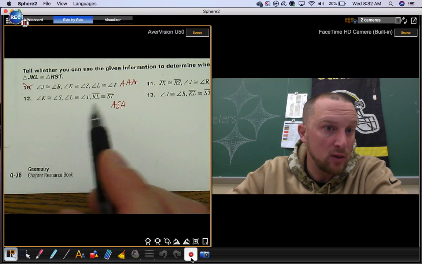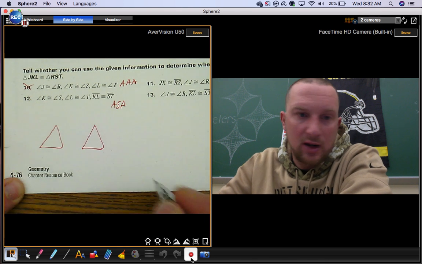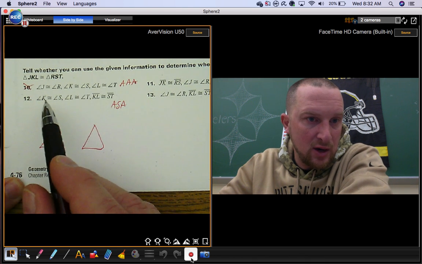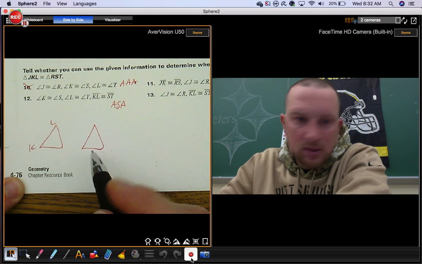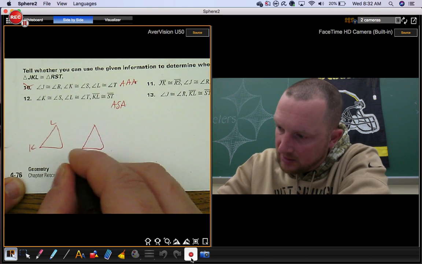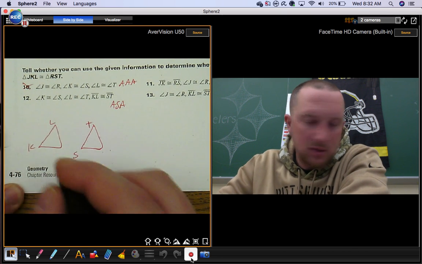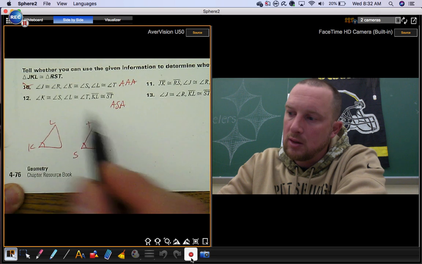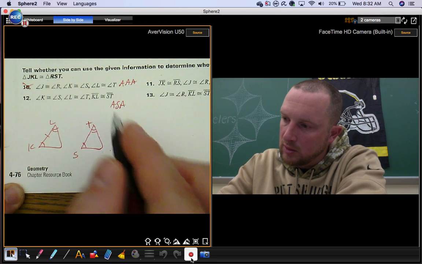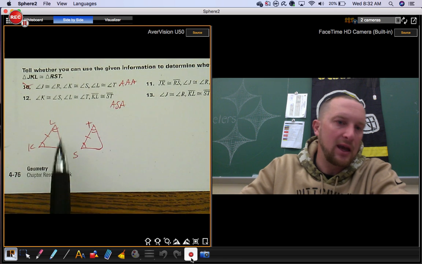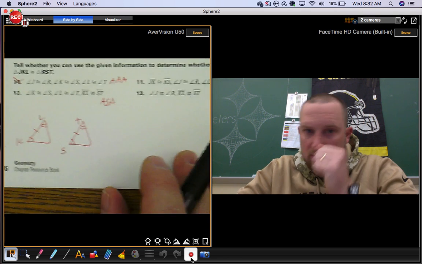If you didn't like the way to do that, maybe you don't understand that way, just draw yourself two triangles and label one triangle KL whatever, and the other one would be ST whatever. Mark your parts. Angle K congruent to angle S. Angle L congruent to angle T. Segment KL congruent to segment ST. See how it's angle, side, angle. If you like doing it that way better, drawing the picture, then do it. You got lots of room.